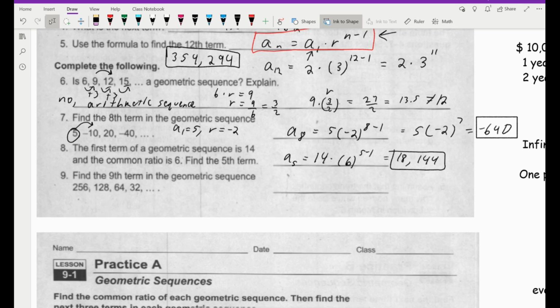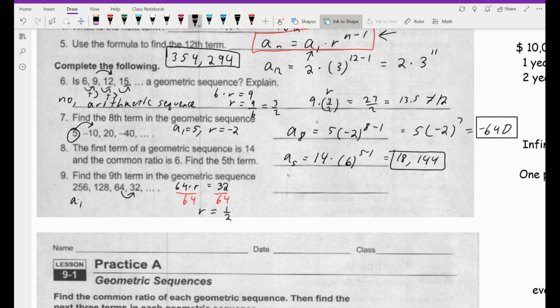Number 9. Find the 9th term in the geometric sequence. We know the first term is 256, but what's the r value? Now we could do the r at any point. I think I'm going to do it from here to here. It'll make it easier. The numbers are smaller. 64 times r equals 32. Now we're going to divide both sides by 64, and we get r is equal to 32 over 64, which reduces to 1/2.